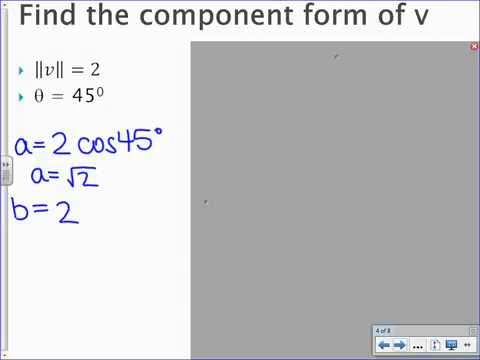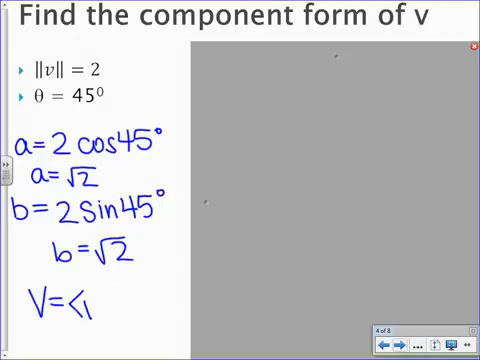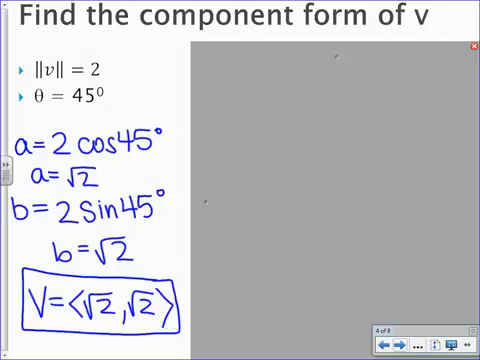We're going to take magnitude times the sine of 45 degrees, which is what, Courtney? Radical 2 over 2. So our vector v is really radical 2, radical 2. Pretty straightforward. I won't make you draw a picture every time. Just remember magnitude times cosine for horizontal, magnitude times sine for vertical.